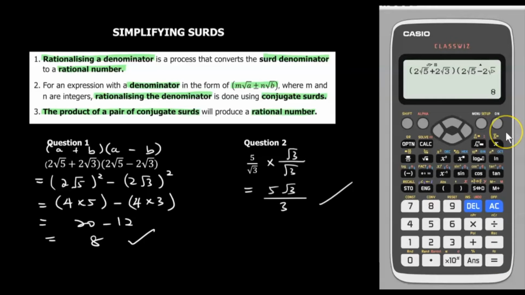For question number 2, the answer is 5 surd 3 over 3. You can also get the answer using the Casio Classwiz calculator. You just press 5, this is a fraction, so 5 over surd 3. Then you go to the right. Now you press equals and see what you get. You see, 5 surd 3 over 3. So therefore, this is the final answer.